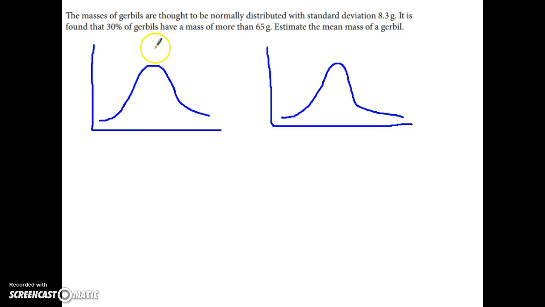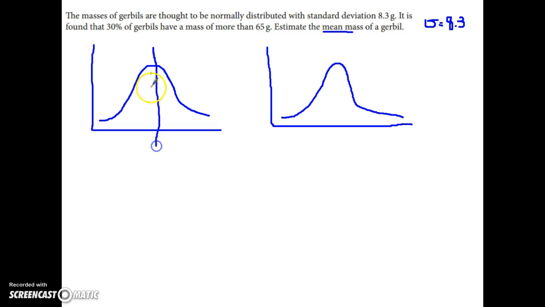Okay, welcome back. So they told us that the standard deviation is 8.3. So my standard deviation is 8.3. And they told us that 30% have a mass of more than 65. And they want us to find the mean.